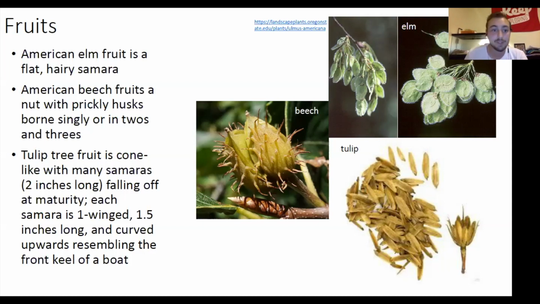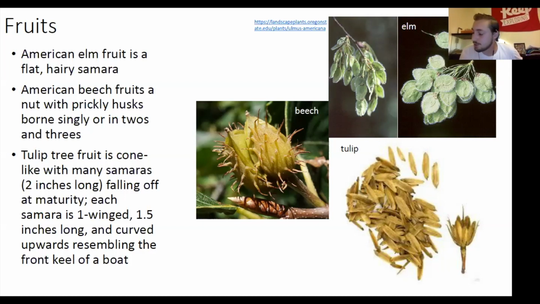Tulip tree has a cone of many, many, many samaras grouped together. So the flower becomes this at the end of branches, with each of these being a separate fruit. This samara behaves more like the helicopter that we see in maples. They're one-winged, and it's said that they resemble the front keel of a boat, just the curved edge.